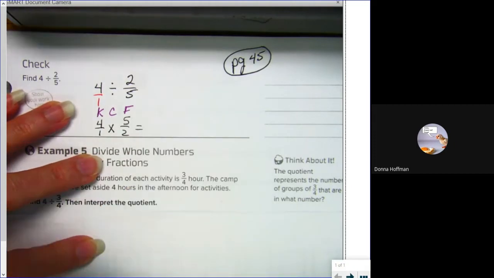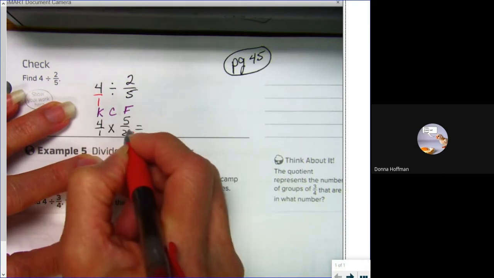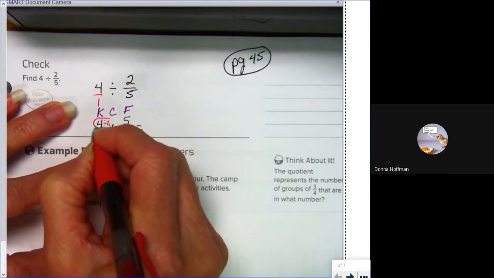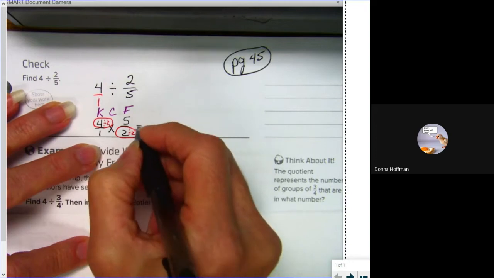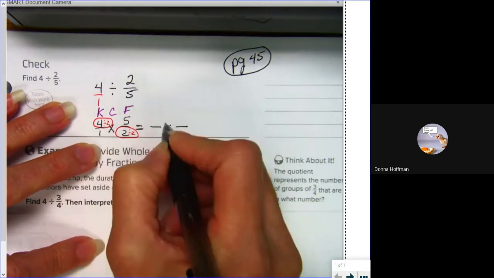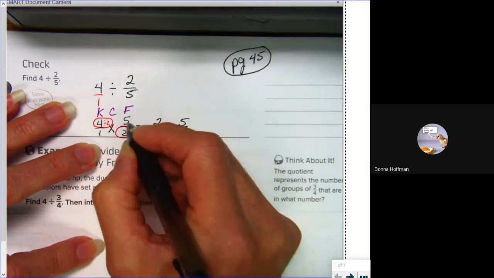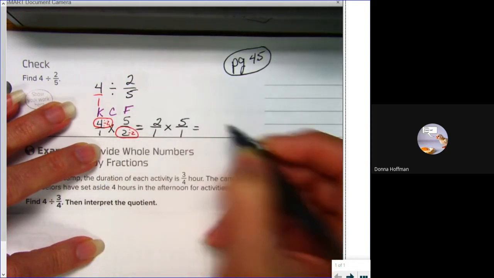At this point, I look for cross reduction, which I have. The greatest common factor between 2 and 4 would be 2. So I'm going to write my new problem. I'm preparing for incoming. 4 divided by 2 would be 2. My 1 stays the same. My 5 stays the same. 2 divided by 2 becomes a 1.